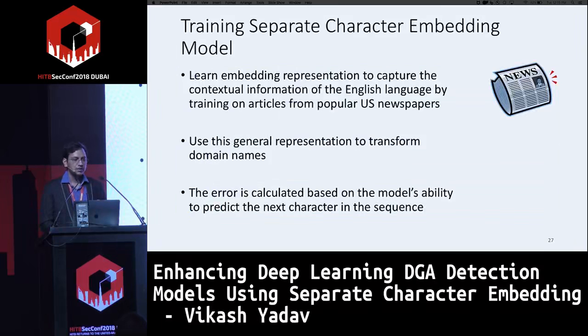So what we propose is to have a separate character embedding model that's going to be trained on normal English text instead of the input domains. Through that training process, it's going to learn which sequences of characters usually occur in natural English language. It's going to have that contextual information about English language encoded as part of the embedding representation. And we are going to use this general representation of English language to then convert our domains to a vector space.